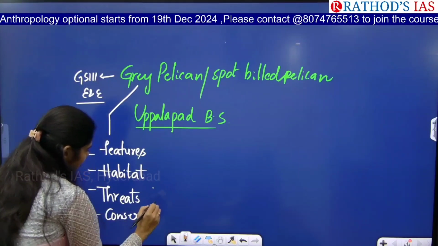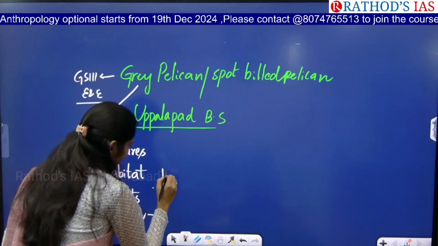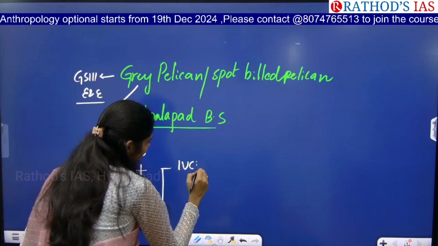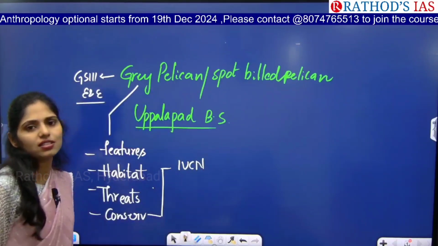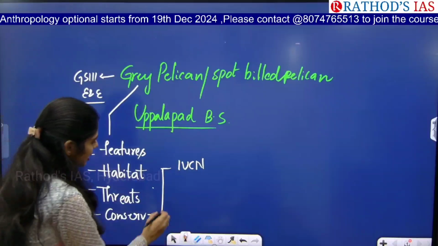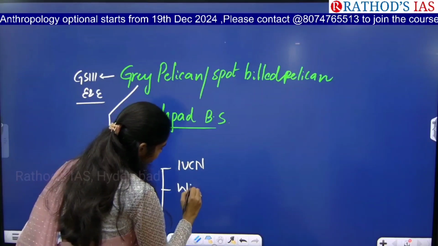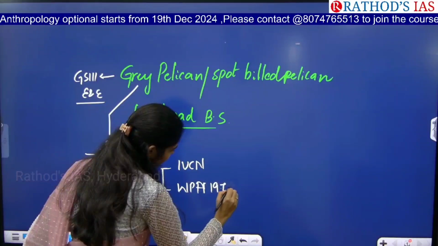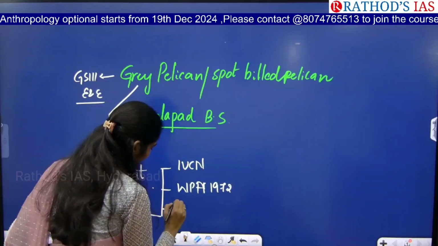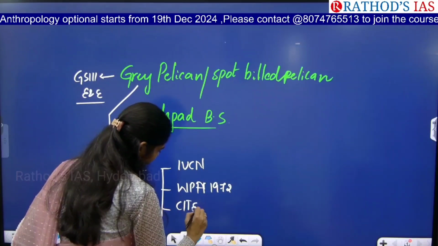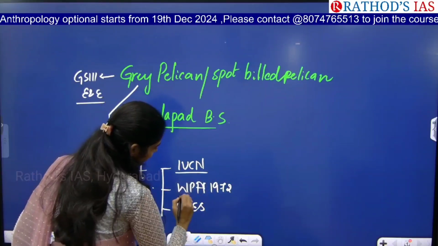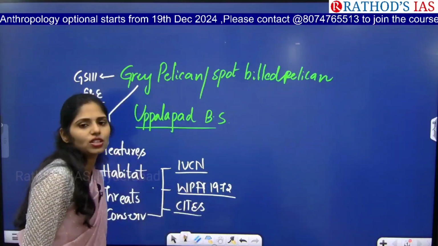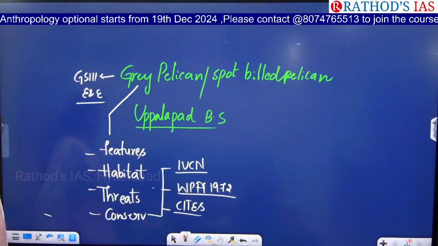And in this conservation status, you have to focus on three important things. First one is what is the status in the IUCN Red List. Next one is the Wildlife Protection Act of 1972, and next you have to see sites. So in these three areas, what is the protection status of that animal is very important. So these are the areas that you have to focus.